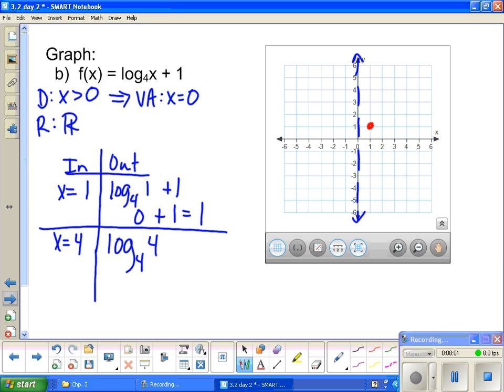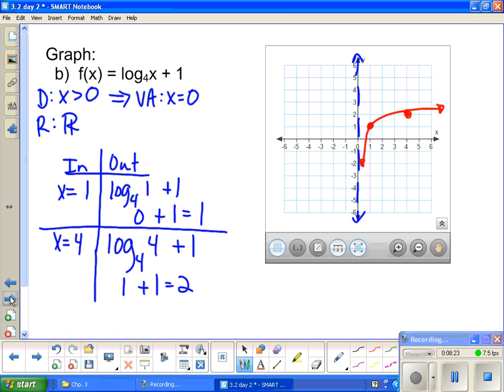I'm plugging in my log base 4 of 4. Well, log base 4 of 4 is equal to 1. 1 plus 1 is equal to 2. So my other point is 4, 2. Plot that. Connect the dots. And we're done with our log graph.